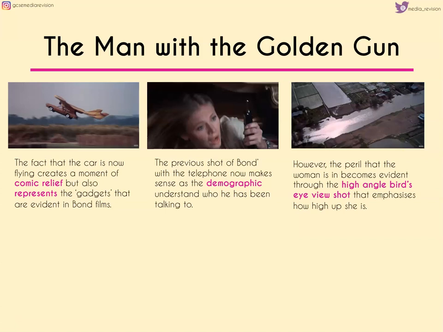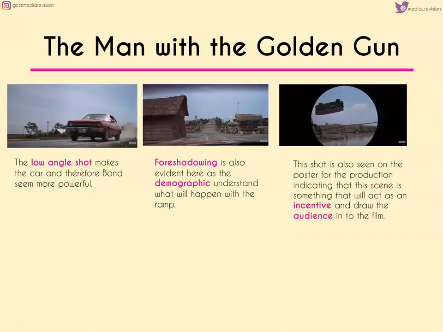Now, as with the previous shot of Bond with a telephone or walkie-talkie, we now get this idea of it making sense because the demographic understand who he's been talking to, but the peril that this lady is in becomes apparent when we see that very high angle bird's eye view shot that emphasises how high up she is, particularly given the angle that the car was at when it was taking off.